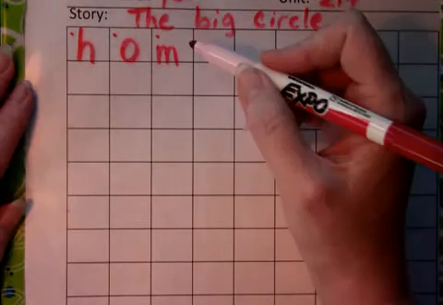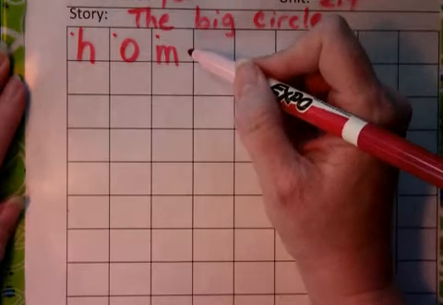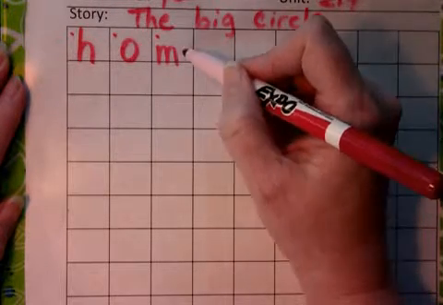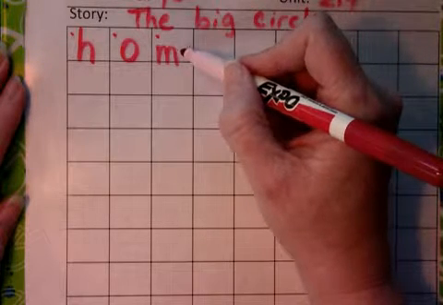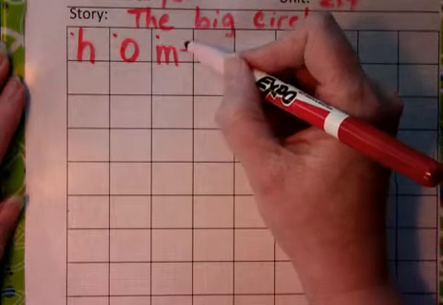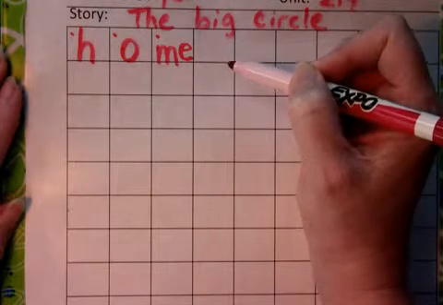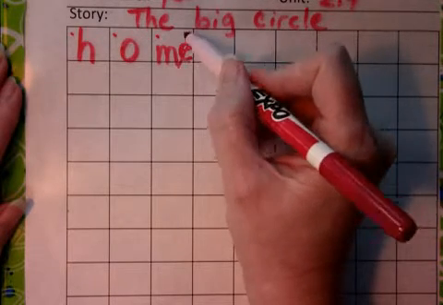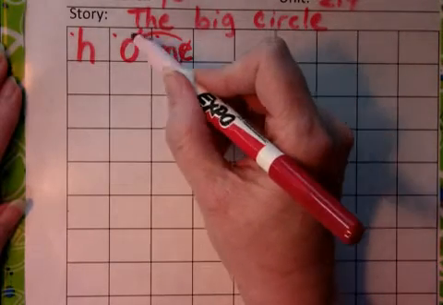Now, if we leave the word like this, it's hom, but it needs to say home. So the way that we're going to do that is we're going to use a silent E. The E does not make its own sound, so it does not get its own box. So we put the E in the same box as the M. An E is push out, up, down, around. The E is silent, so I'm going to mark it out, and it makes the O in front of it say its long sound. O. Home.